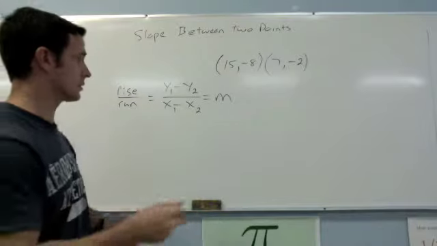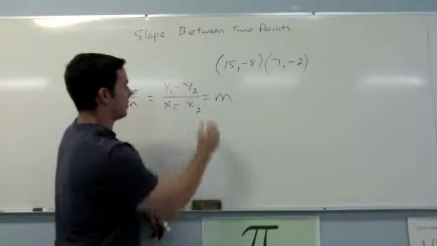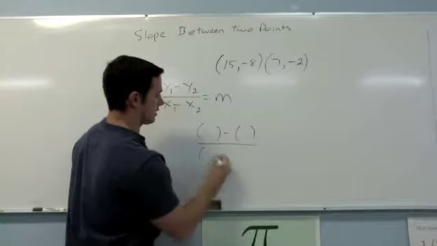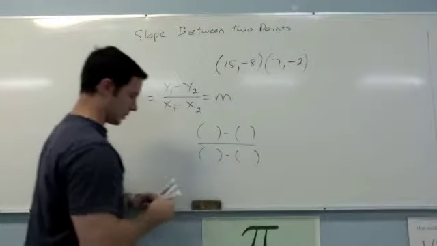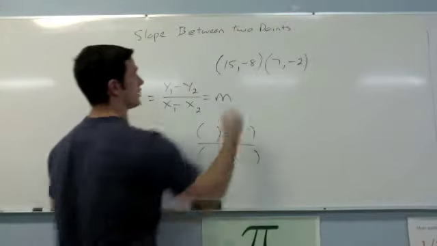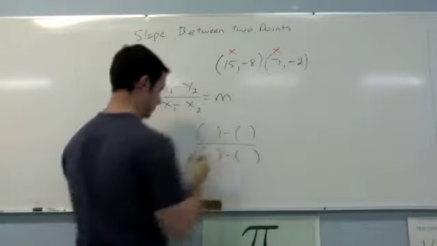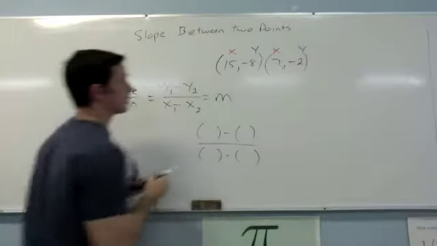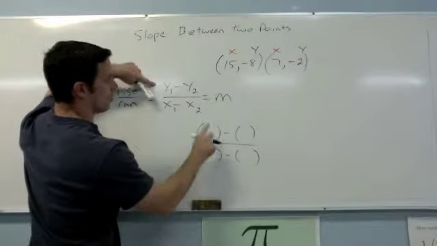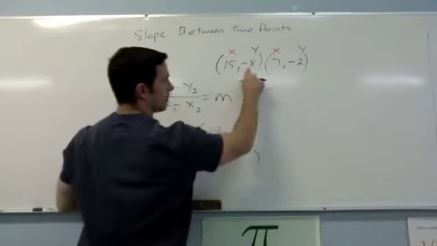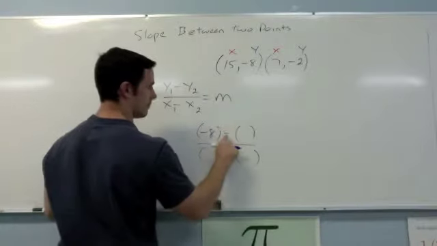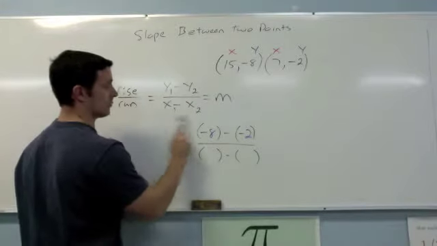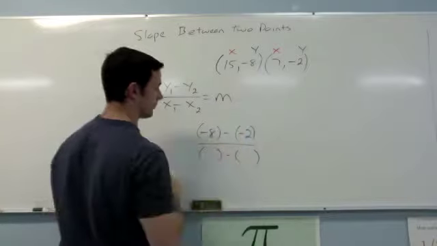So I was going to start solving it here. y1 minus y2 over x1 minus x2. Again, these are my x's, these are my y's. So, on the top, y1 minus y2, -8 minus -2. On the bottom, 15 minus 7.